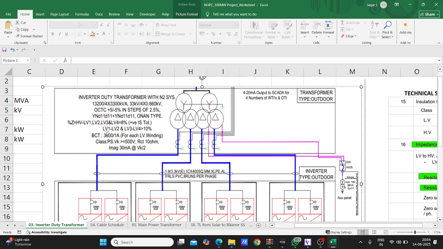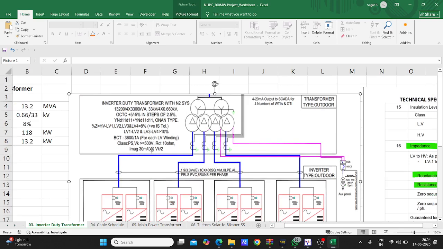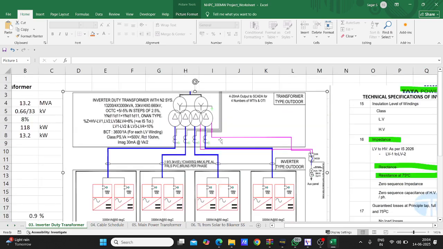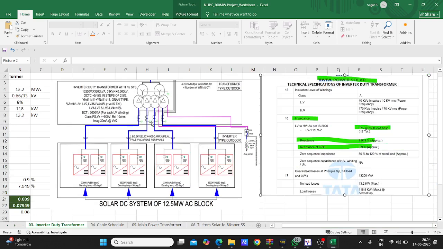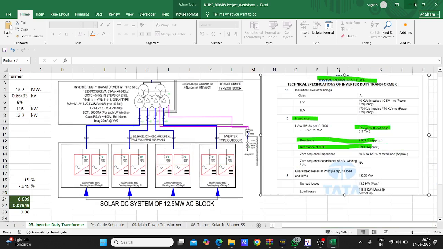Can you all understand now from this SLD? Both are the same only. I took it from this transformer data sheet. The same transformer data sheet is here. So both are the same.